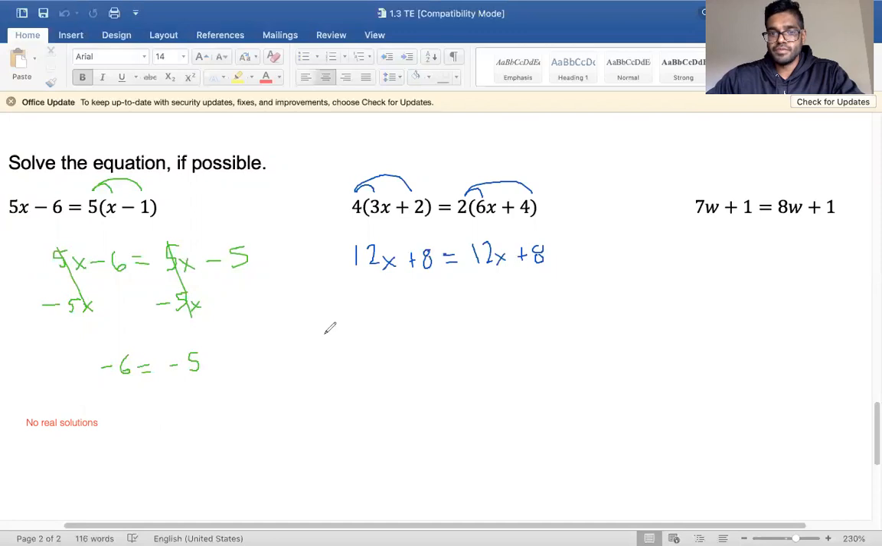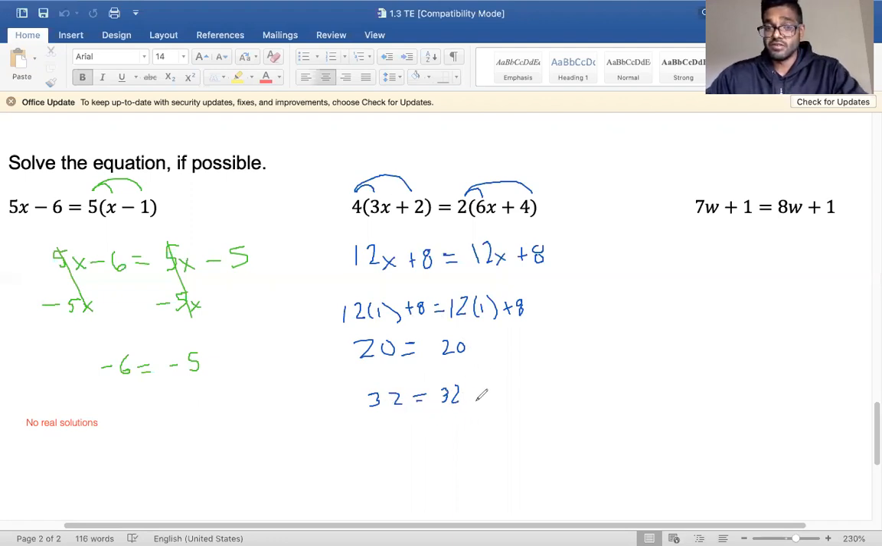same no matter what? So for example, if I plug in 1 for x, I get 12 times 1 plus 8 equals 12 times 1 plus 8. And I get 20 equals 20. If I do it for 2, I get 32 equals 32. If I do it for 3, what do you think? It's going to be the exact same over and over again.